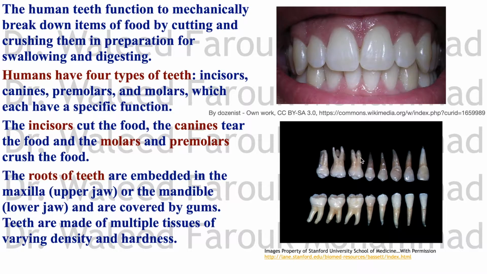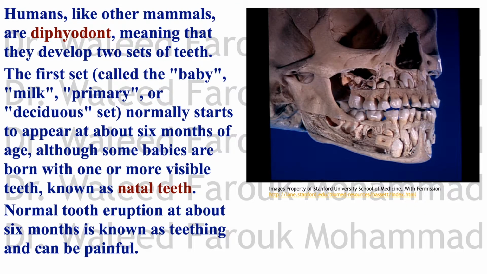The roots of the teeth, as you can see here, are embedded in the upper jaw and the lower jaw. Lower jaw being the mandible and the upper jaw being the maxilla. Humans are diphyodont species, meaning they have two sets of teeth. The primary teeth, or the milk teeth, or the deciduous teeth, are 20 in number, and they are all replaced by the permanent teeth, which are 32 in number, 16 in each jaw.